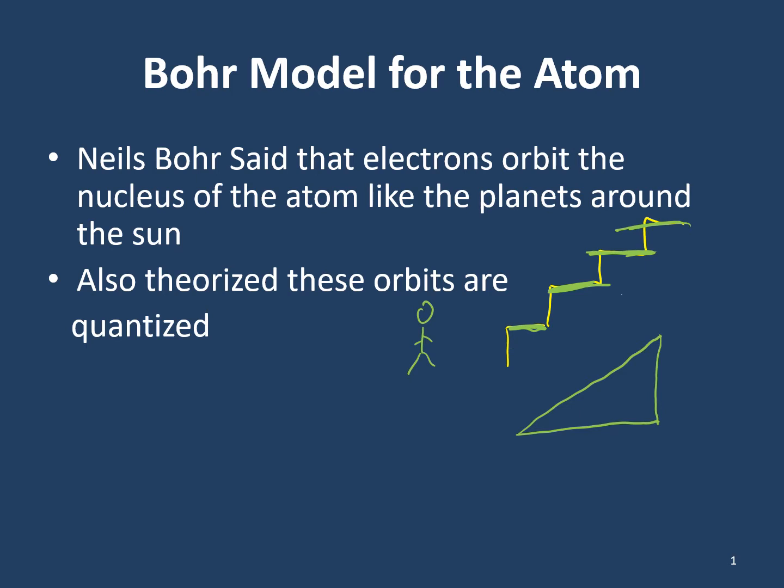This is what we call a quantized system, where there are only specific possible answers allowed, right? If this is step 1, step 2, step 3, step 4, you could be at step 1, step 2, step 3, or step 4. Step 3.5 is impossible. There's no such step. You can't be there. It's not possible to have that numeric value associated with your orbital, or in this case, step. And that's what a quantized system is. It's a system where only very specific numbers are possible.